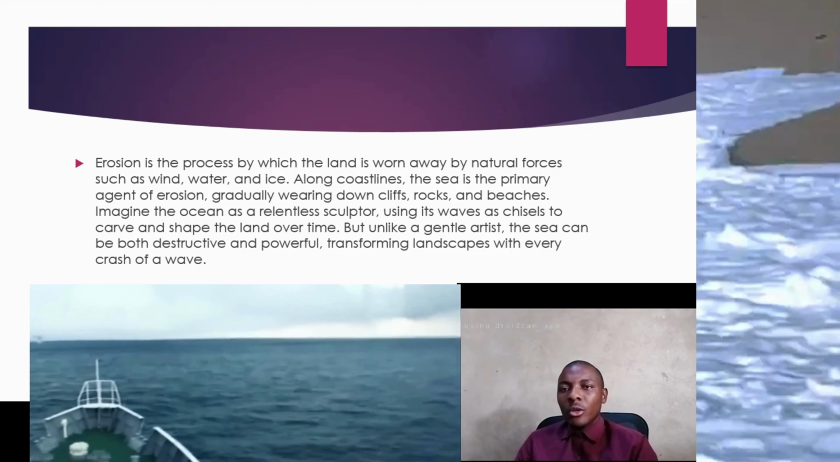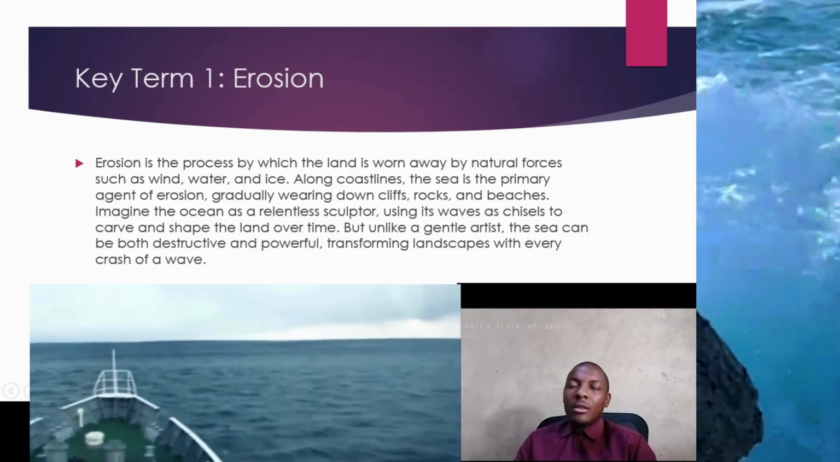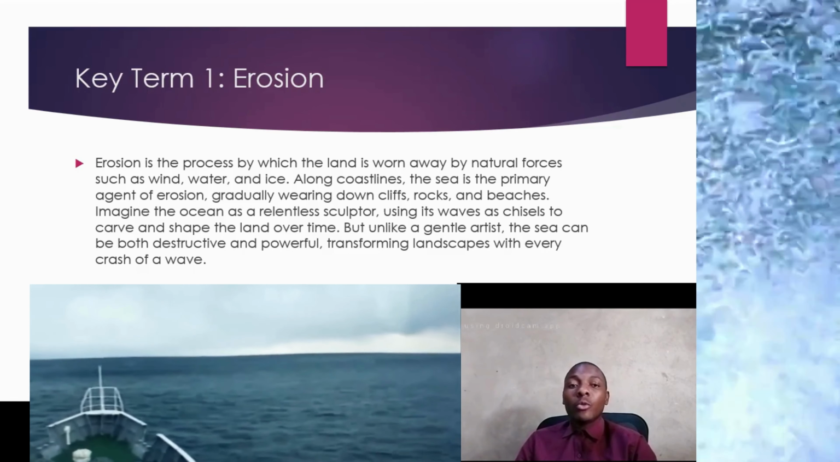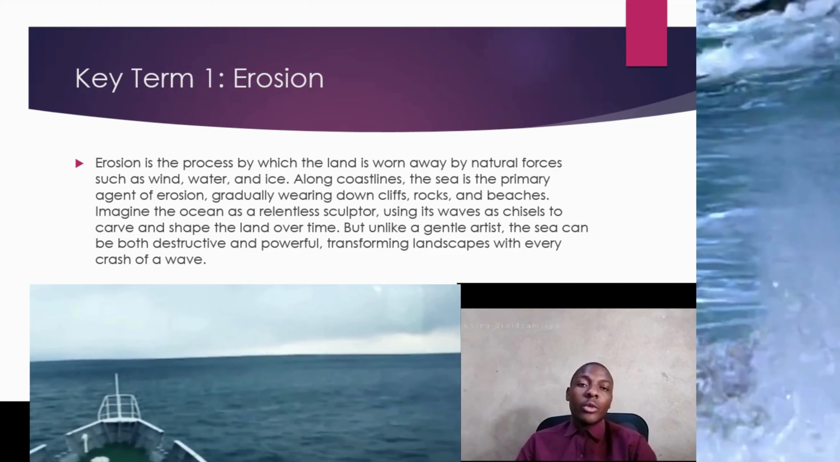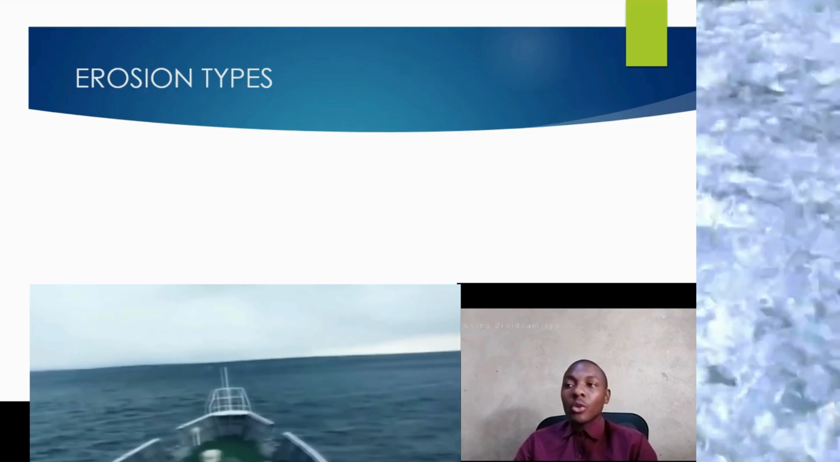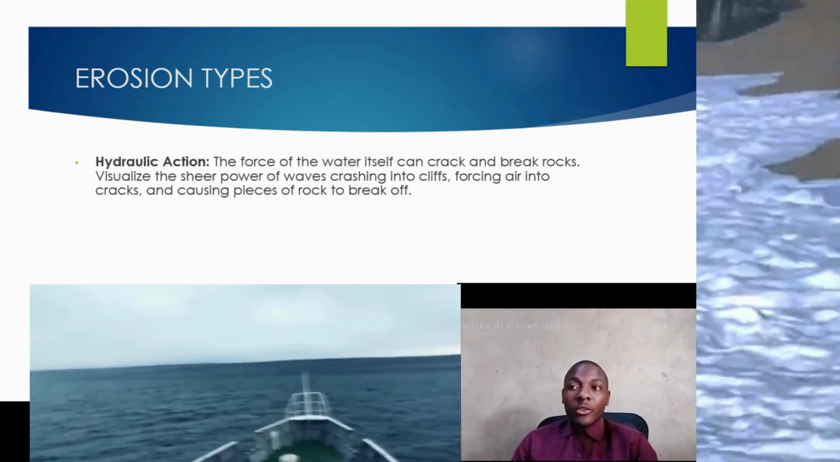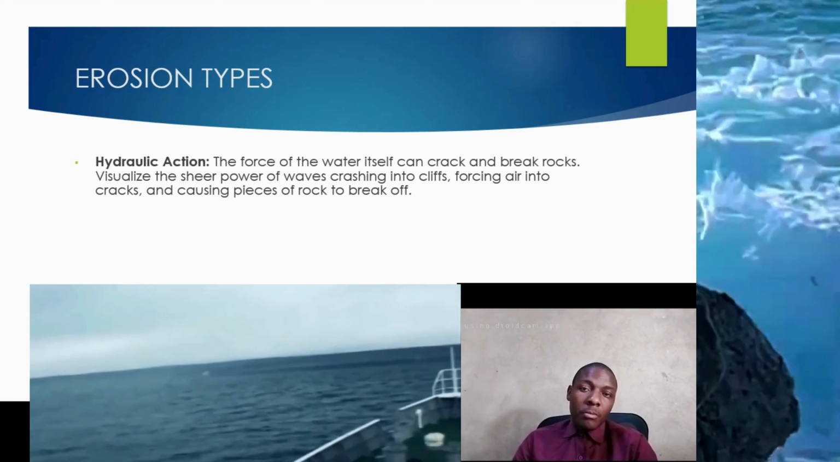And I hope you understand this. And we have about 4 types of erosion, the same types of erosion that we did when we were looking at river erosion. The first type is hydraulic action.